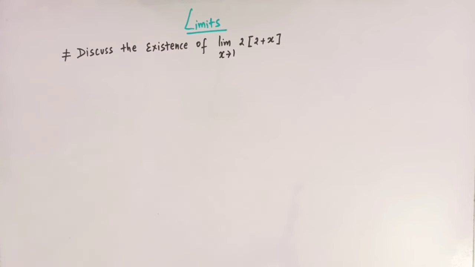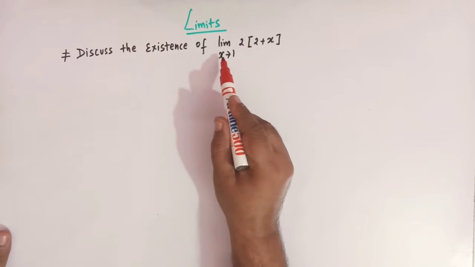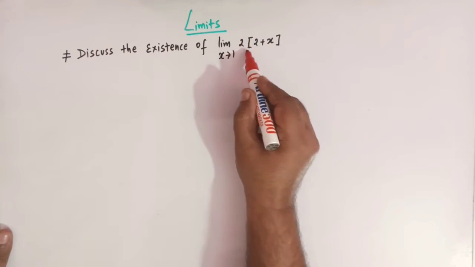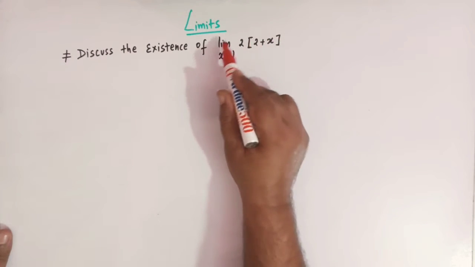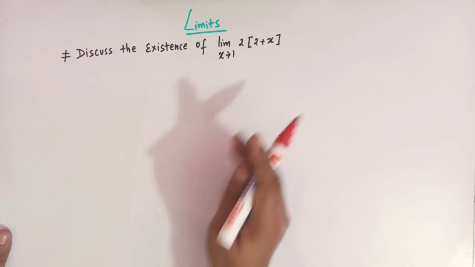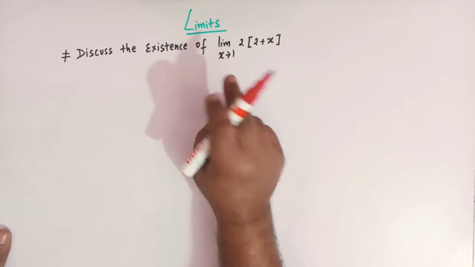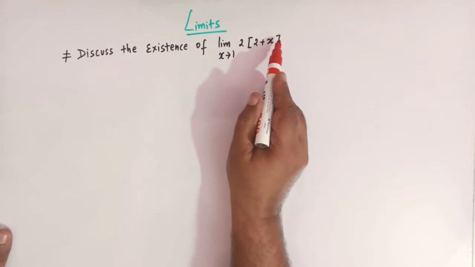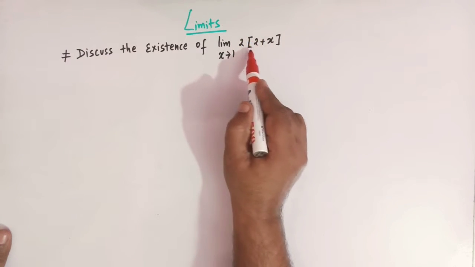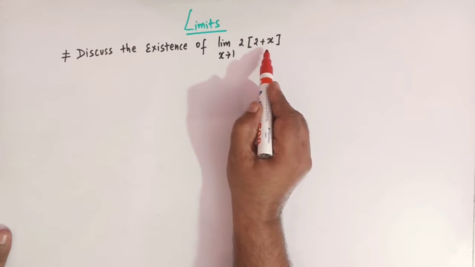Hello viewers, in today's class we are going to discuss an important problem from limits. Here we are going to solve one very important conceptual problem from calculation of limits, and we'll see whether the limit x tends to 1 of 2 times the greatest integer of 2 plus x exists or not. So we'll find the right hand limit and the left hand limit of this function where the greatest integer function is involved.